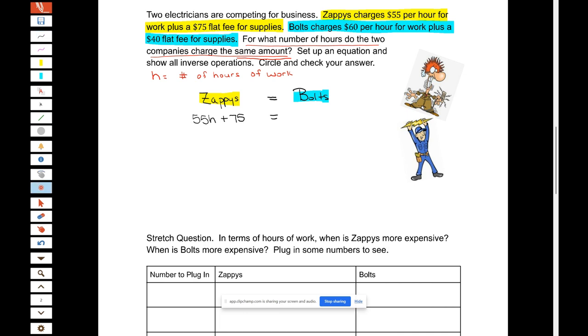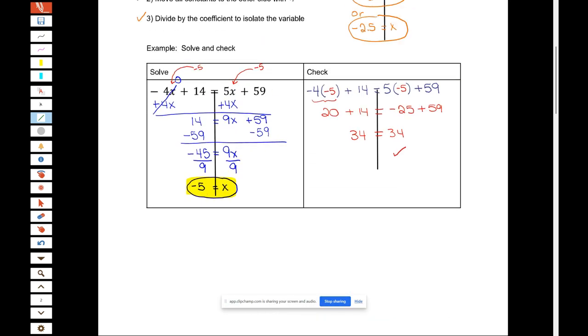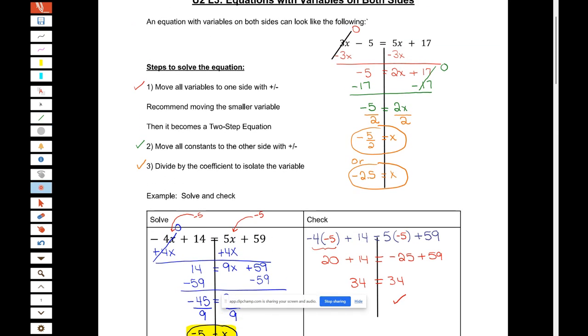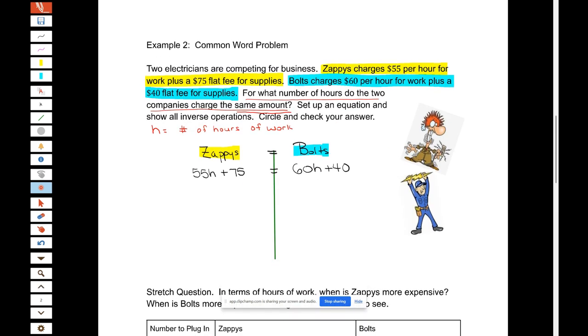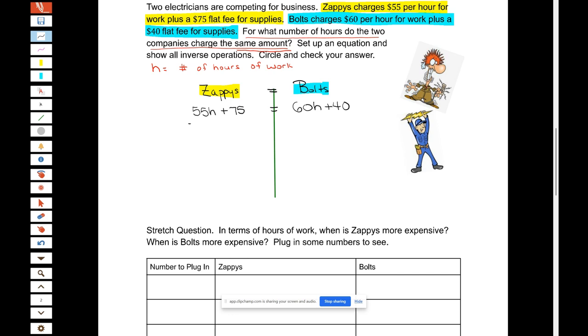And Bolts, it says charges 60 per hour, so that's 60H plus 40 for supplies. So this is our equation we're going to solve. And using our steps from the previous page, I am going to move the smaller variable over to the opposite side. So it looks like this one is my smaller because 55 is smaller than 60.